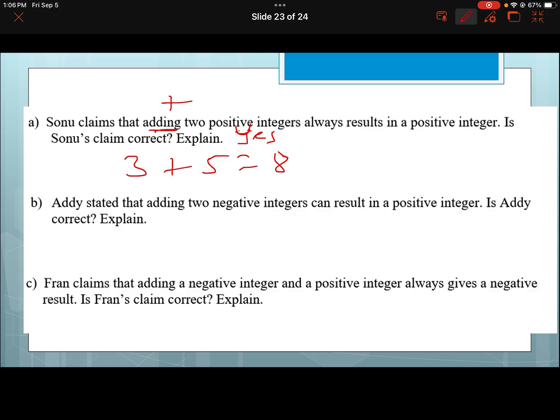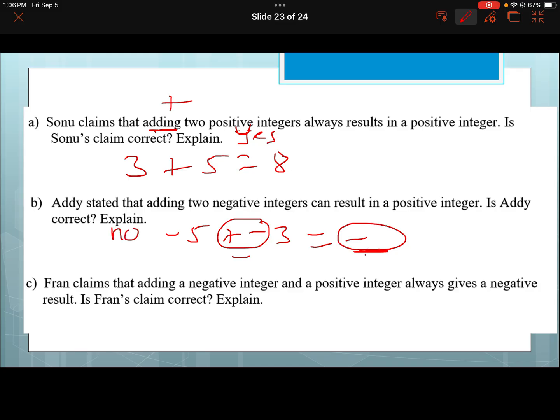Addy stated that adding two negative integers, like -5 and -3, just random numbers, can result in a positive integer. Is Addy correct? Well, no, because -5 plus -3 is -5 take away 3. In fact, if I'm adding a negative, it's always going to be subtraction, so I'm always going further down the number line. So I'm always going to get a negative answer. So no.